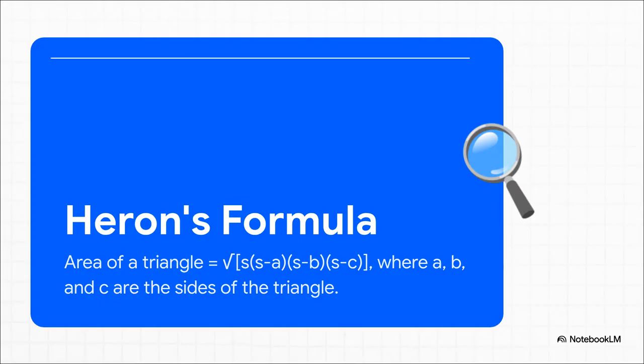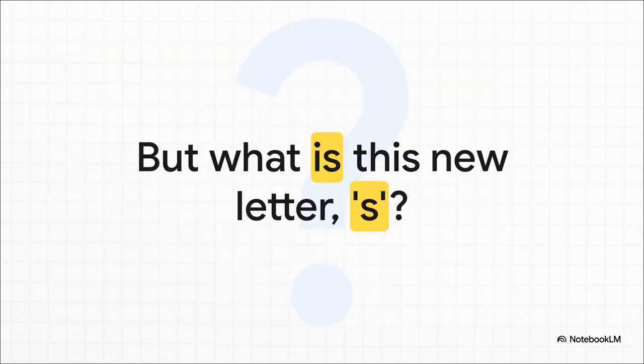And here it is, Heron's formula. Now, I know, at first glance, it looks a little bit complex, maybe even scary with that big square root. But trust me, it's actually really simple. The area is just the square root of s times s minus a times s minus b times s minus c. And don't worry, a, b, and c are just what you think they are, the lengths of the three sides.